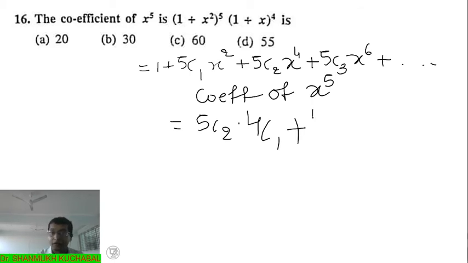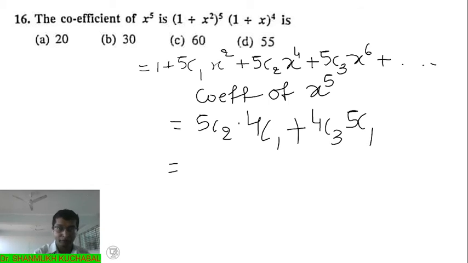That is 4c3, 5c1. Okay, 4c3 5c1: 5c1 gives x squared, 4c3 gives x raised to 3, both together become x raised to 5. Okay, I hope you understood.